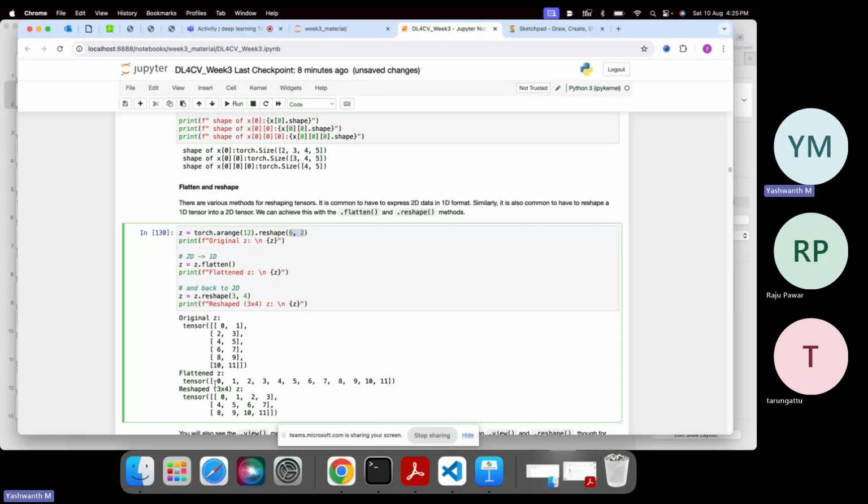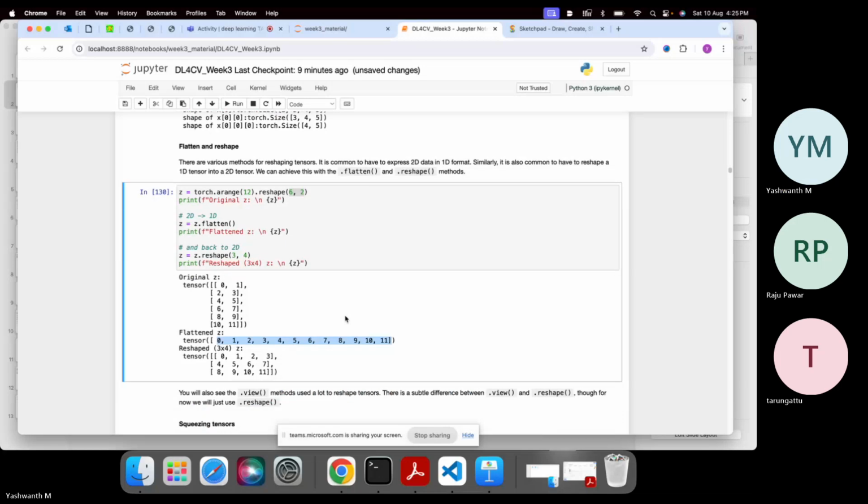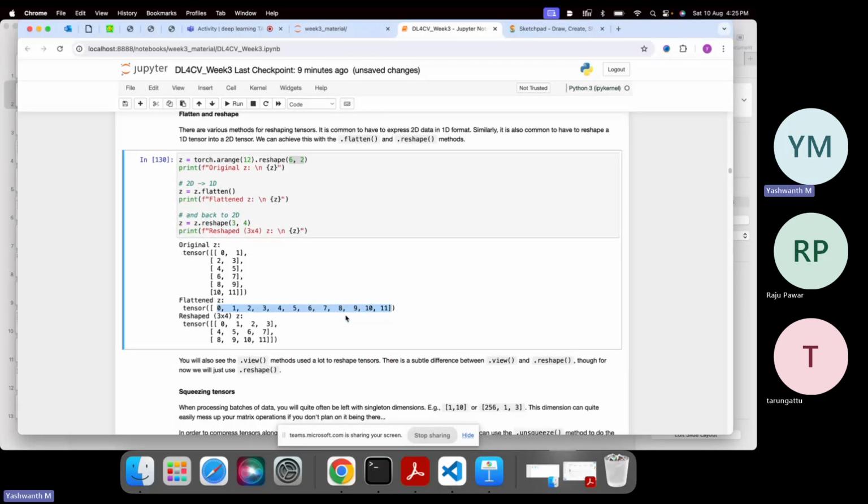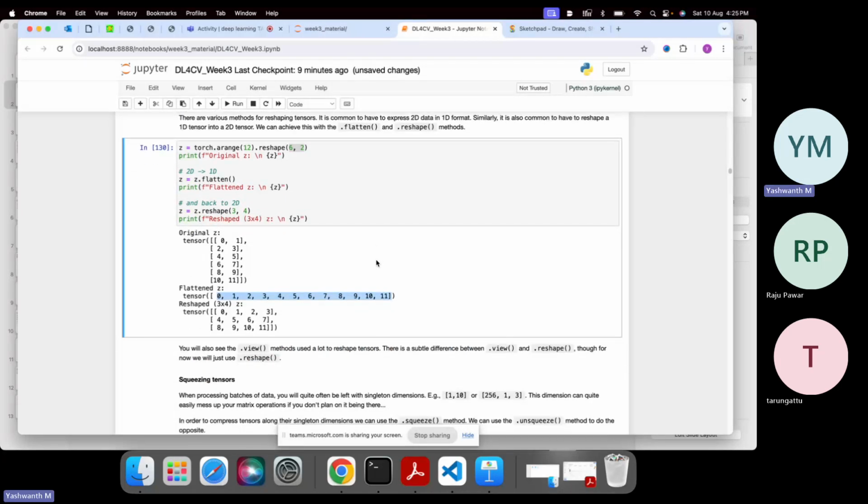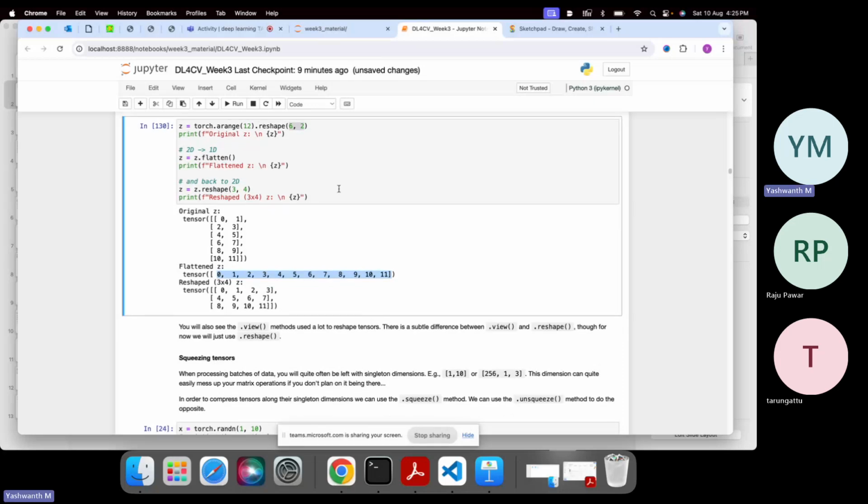What I mean is, if this is my original tensor, the torch.arange, first it creates its columns and it splits across row-wise. So first it writes 0, 1, next 2, 3, 4, 5, and so on. And once you flatten this again, it will become this, it puts everything in one layer.